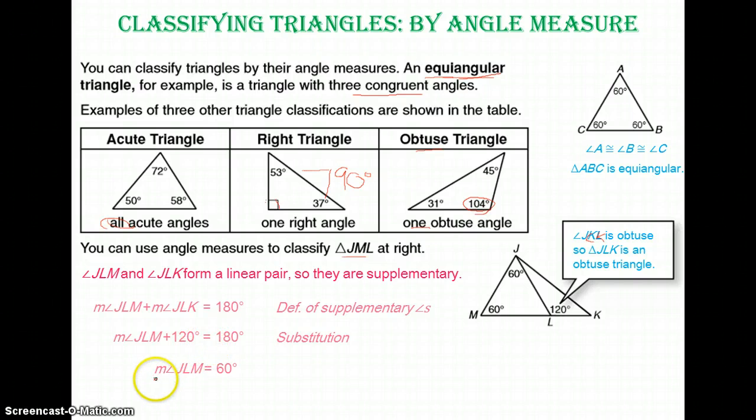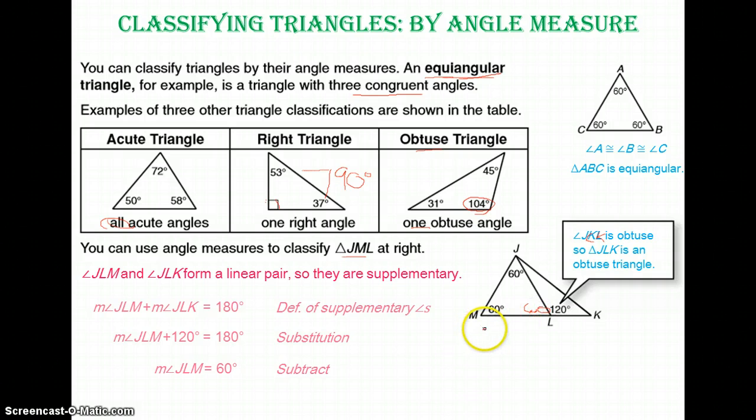From here, we can then say that the measure of angle JLM equals 60 degrees. And how did we get to that answer? We just subtracted. So again, 180 minus this 120 would leave this angle 60 degrees.